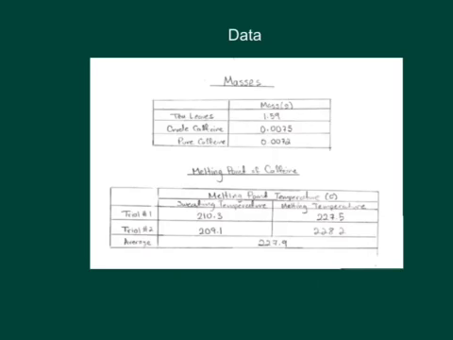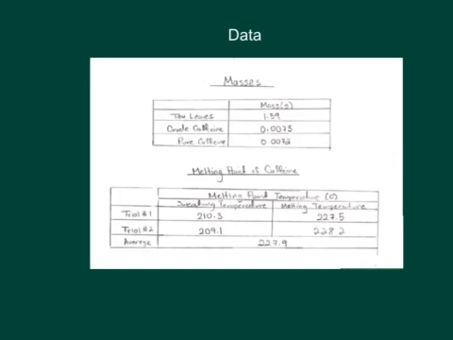After the experiment, we were able to gather our data. For the tea leaves, we got a total mass of 1.59 grams. For the crude caffeine, we got a mass of 0.0075 grams. For the pure caffeine, we got a mass of 0.0072 grams.